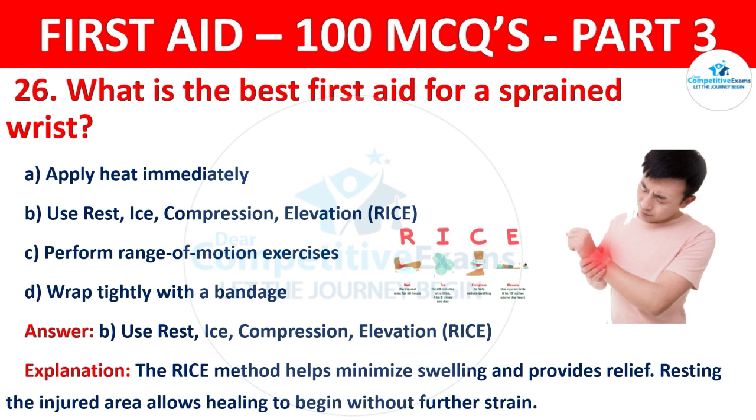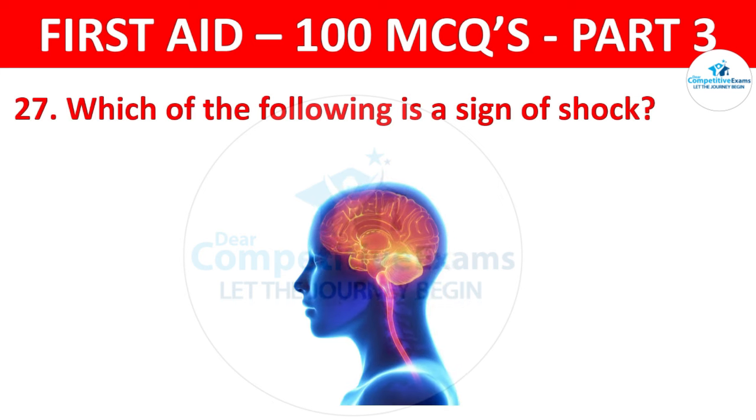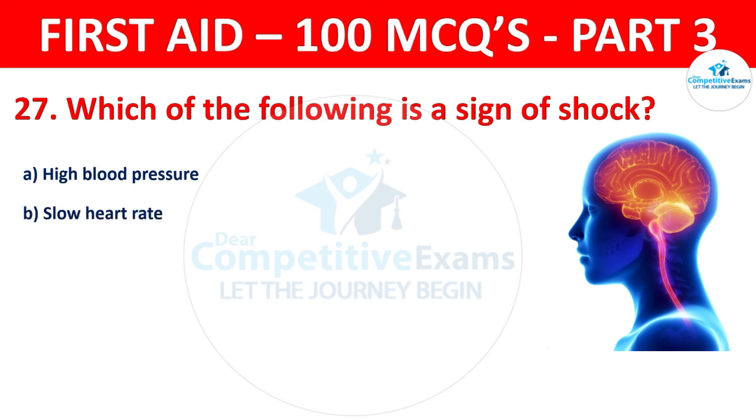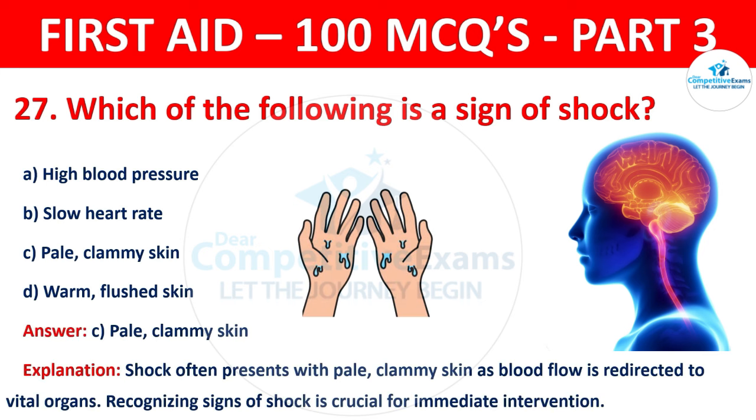Question number 27. Which of the following is a sign of shock? Your options are: high blood pressure, slow heart rate, pale clammy skin, or warm flushed skin. The correct answer is C, that is pale clammy skin. Shock often presents with pale clammy skin as blood flow is redirected to the vital organs. Recognizing signs of shock is crucial for immediate intervention.